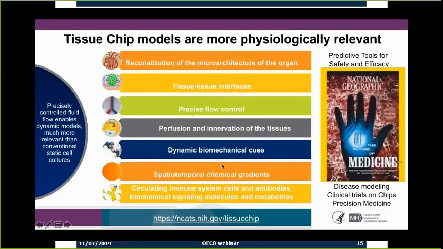And with that, I'll end the presentation and just show that the tissue chips are currently being used for predictive testing and safety assessment, as well as for disease modeling, and NIH is in the process now of deploying this technology also for clinical trials on chips, as well as for precision medicine.